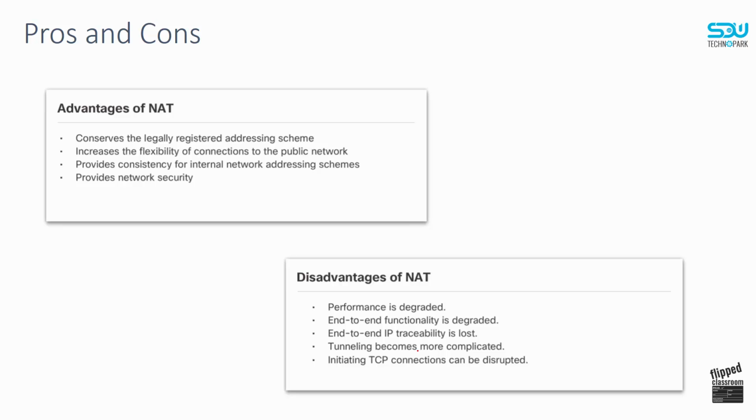And again, why is it degraded? It is degraded due to the impact of NAT. End-to-end IP traceability is lost because, for example, if in the local area network there are a lot of routers, when we are making a traceroute, we can see only public traceroutes.